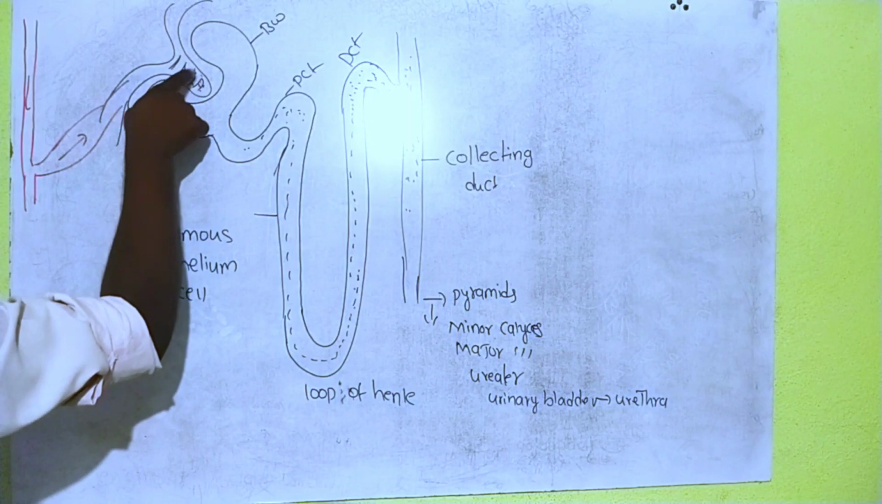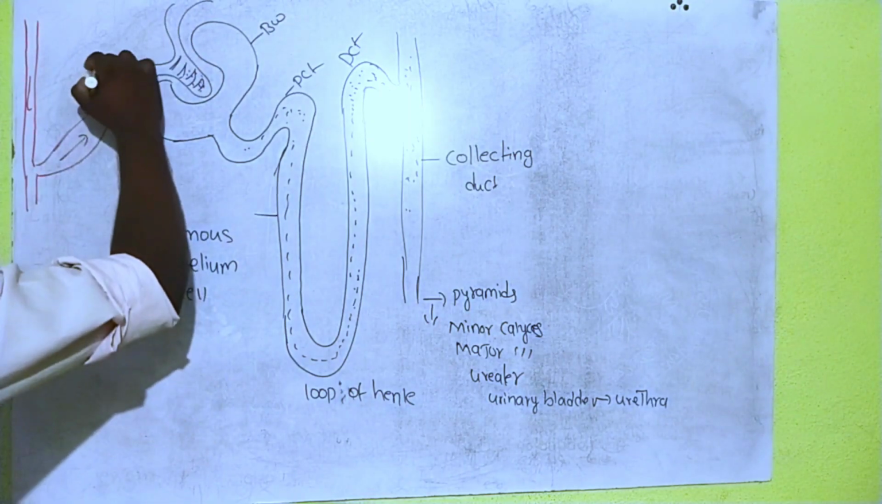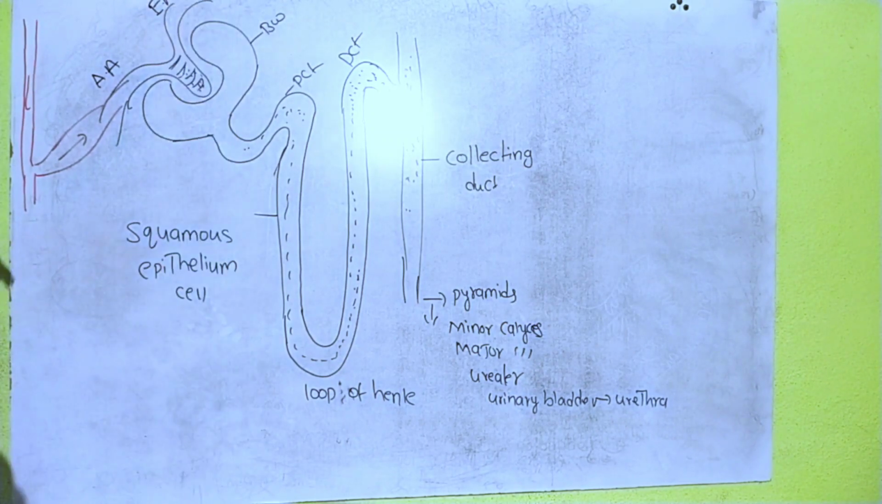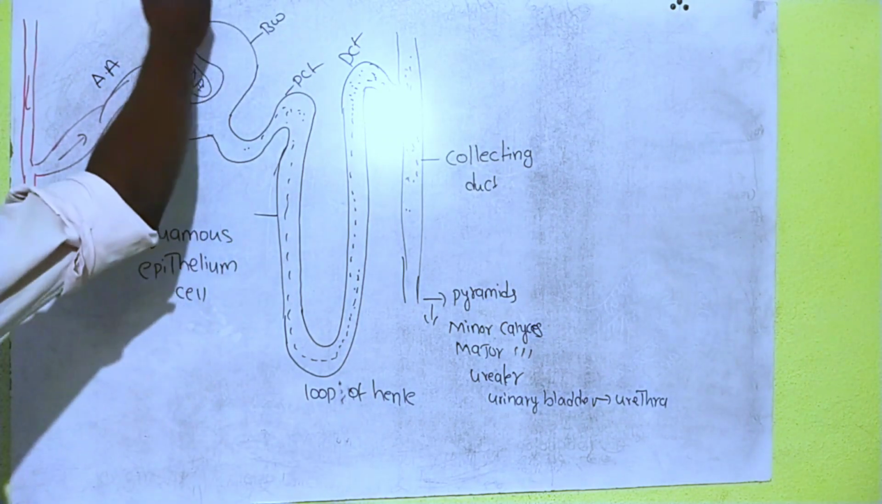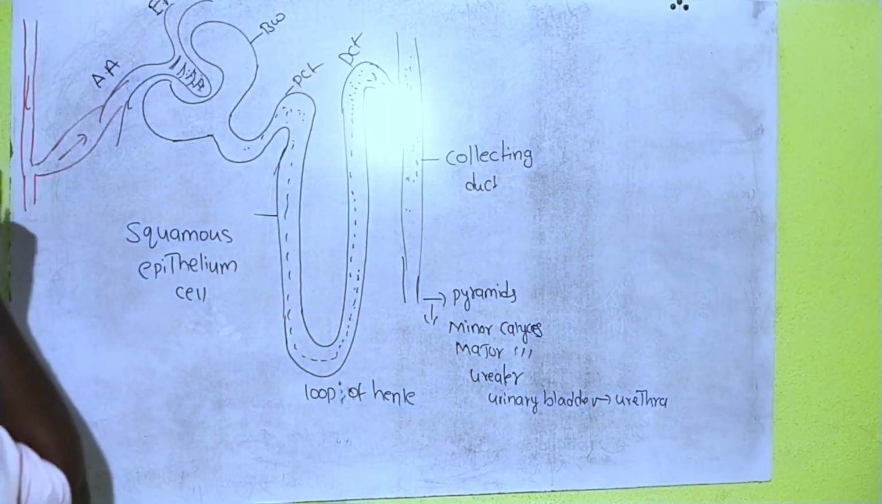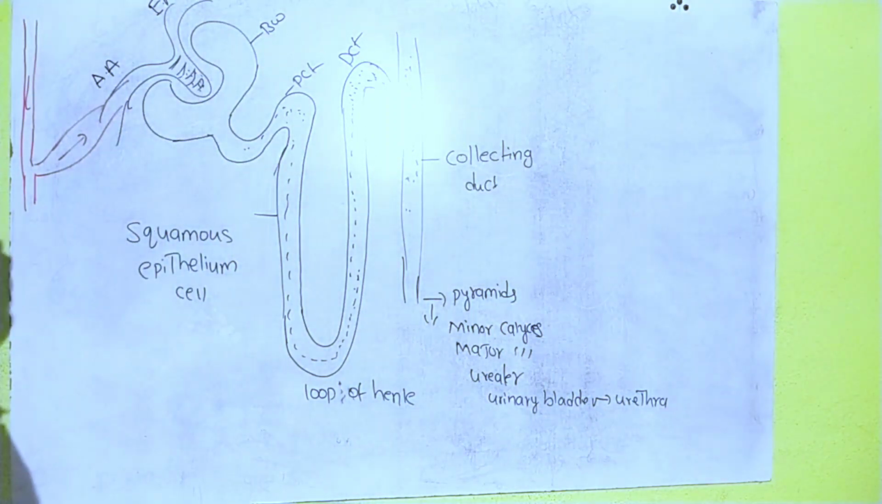We know that this glomerulus has one tube. This is an afferent arteriole, and this is an efferent arteriole. We are going to discuss the efferent arteriole later, but in this session we are going to discuss only the nephron. And now here this is the Bowman's capsule. Here filtration takes place.